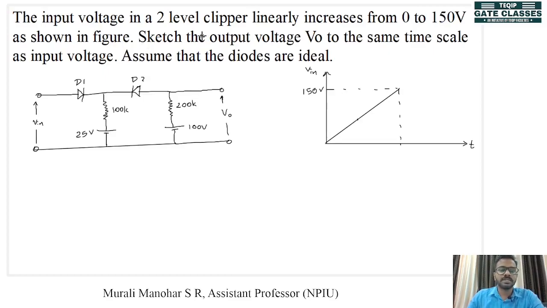Now we can do the next problem. The input voltage in a 2-level clipper linearly increases from 0 to 150 volt as shown in the figure. We don't know the time scale, so we will just have to draw our output corresponding to this input figure. Sketch the output voltage Vout to the same time scale as input voltage. Assume that the diodes are ideal.